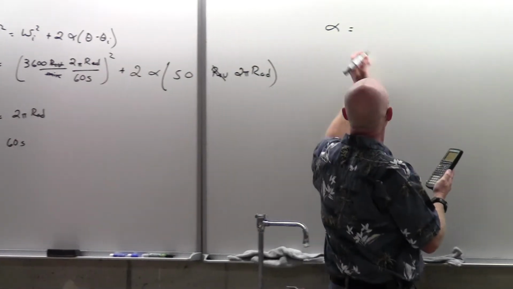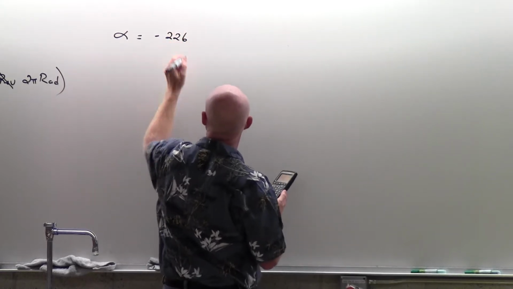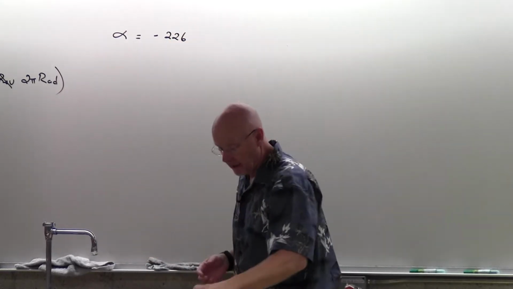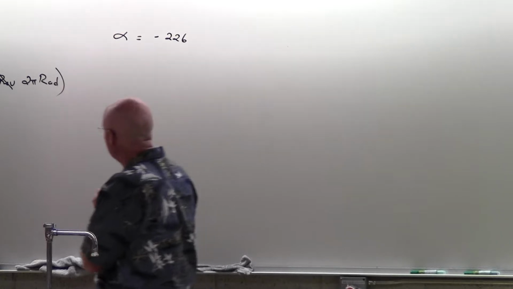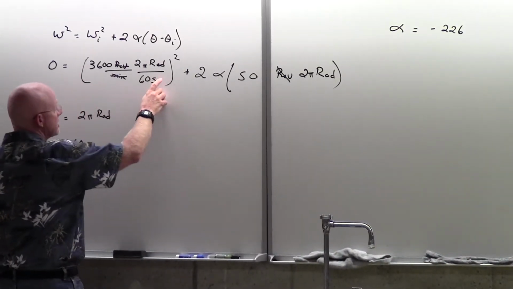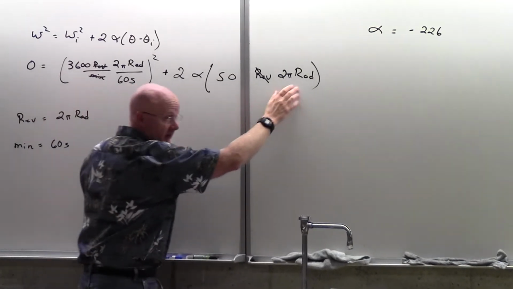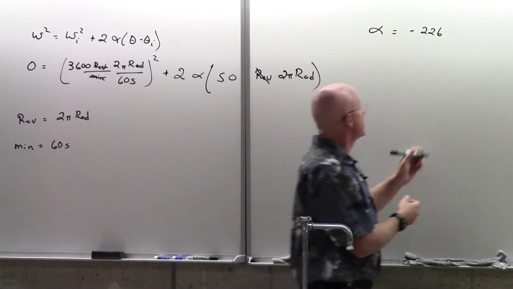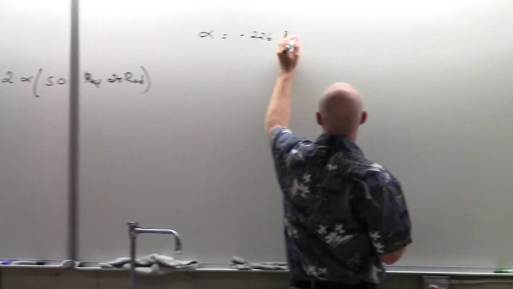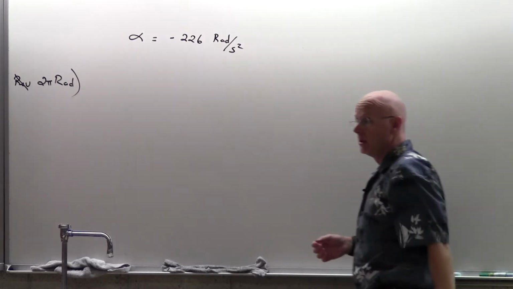And so I get a -226. And of course now I want to look at my units here. It looks like once I squared that, I got radians squared and seconds squared. And when I divide by a radian, then this would be radians per second each second.